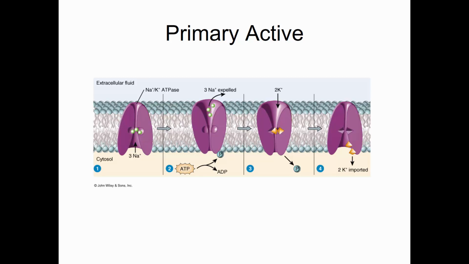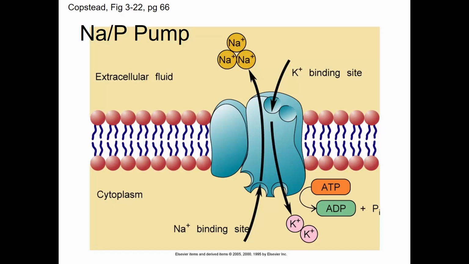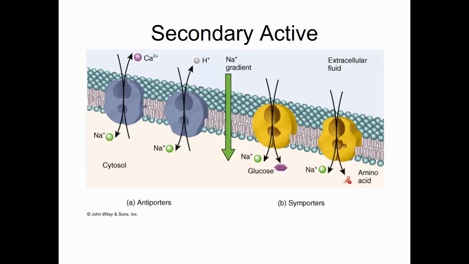And the purpose of this pump is to establish a differential distribution of sodium and potassium across the cell, such that you have high sodium outside a cell and high potassium inside the cell. Here's another version of that pump showing you 3 sodiums going out and 2 potassium going in. So this is an electrogenic version of this pump. There are some sodium-potassium ATPases that are 1-to-1.